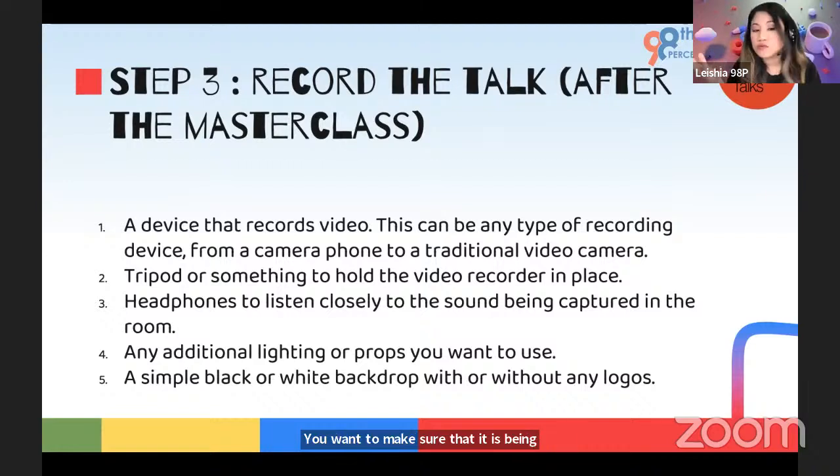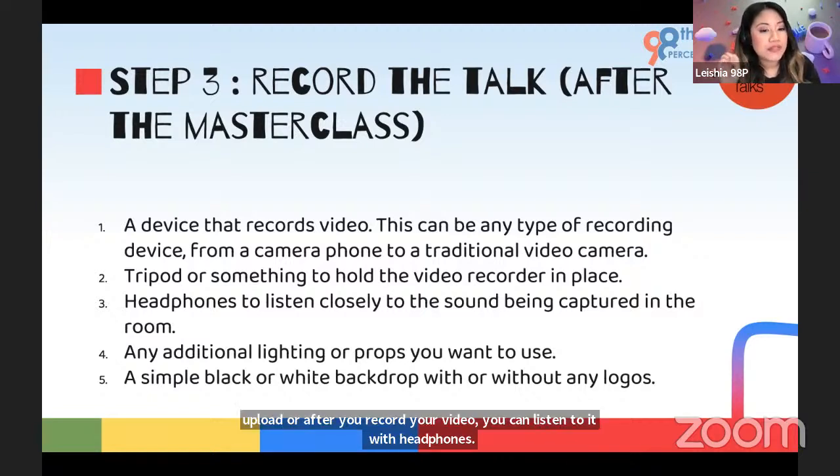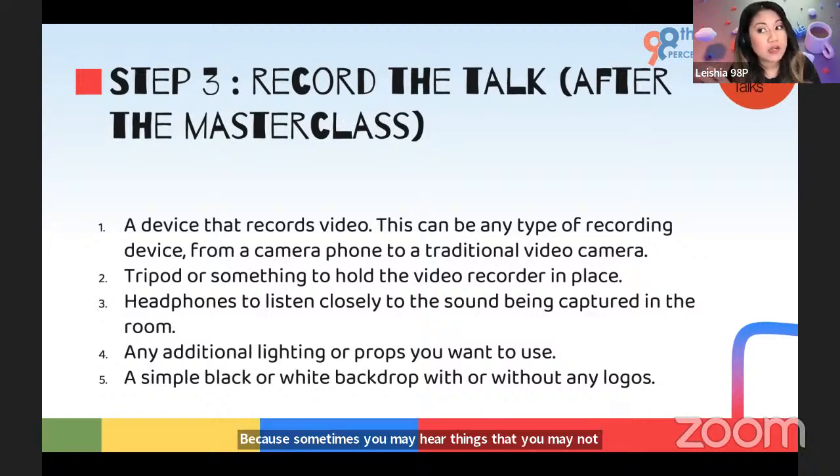If you're going to use a phone, it's best not to use somebody else to record it because they may shake or they may breathe, and that will be heard in your speech. So use a tripod, or you can just put the phone on a table and use a glass to prop it up, perhaps, and make sure that everything is good. And after you record your video, you can listen to it with headphones, because sometimes you may hear things that you may not hear on speaker, like maybe a dog barking in the background, but you couldn't hear it.